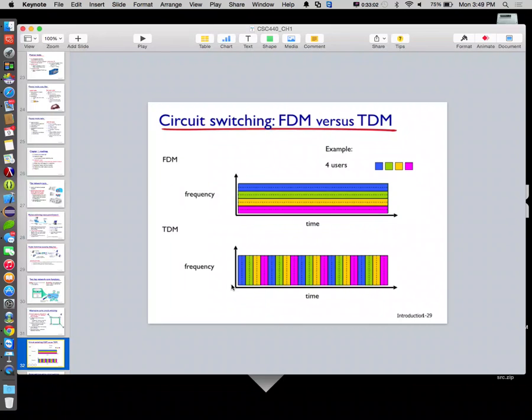Kind of make sense? So each of these has a merit, but based on different types of data. For instance, if you were streaming Netflix, which of these would you prefer to have?